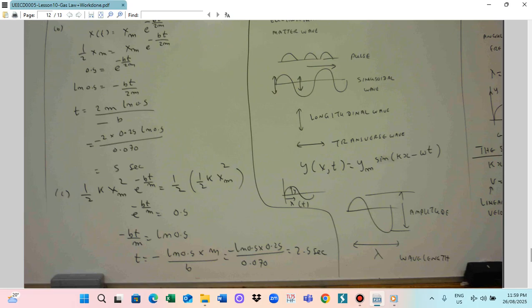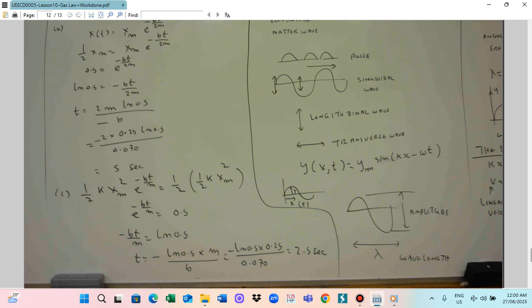And part C asks how long it takes for the mechanical energy to drop to half of its initial value. So in this case, we can write down the energy here: half of the energy value, half times k h_m squared, e to the power of minus bt by m. So this is the mechanical energy value.